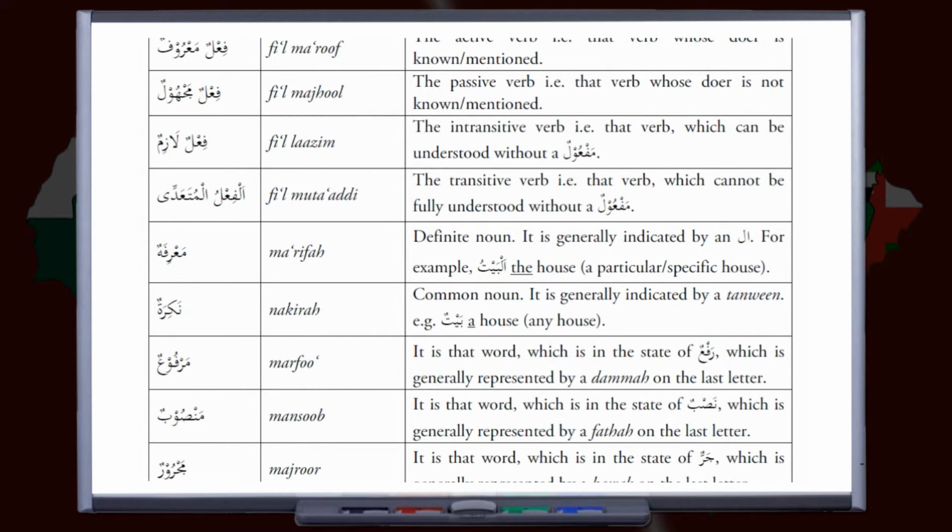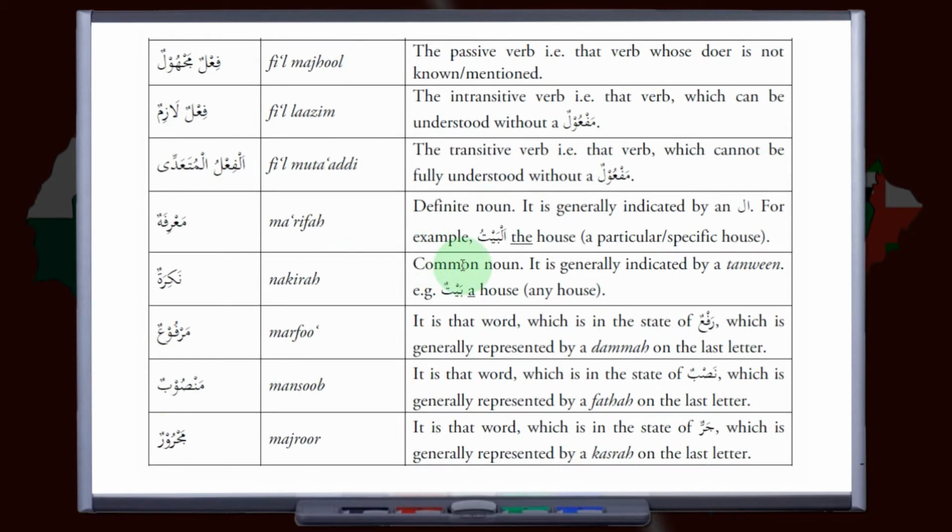So a transitive verb is that which cannot be fully understood without maf'ul. So you have to have something after it. For example, kasra. Then we have the definite and indefinite noun, or definite and common noun. Ma'arifa has the alif lam generally, unless it's in a construction that takes away the alif lam, but it's a definite noun itself. For example, the house. Nakira is the opposite, something that's indefinite, or it can be any house. It's indicated by the tanween.